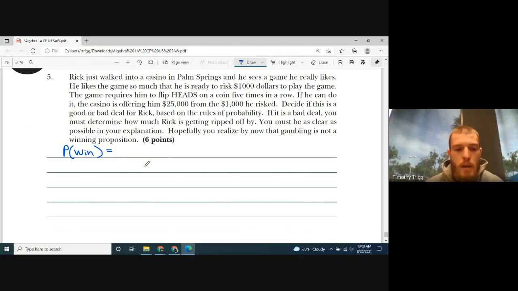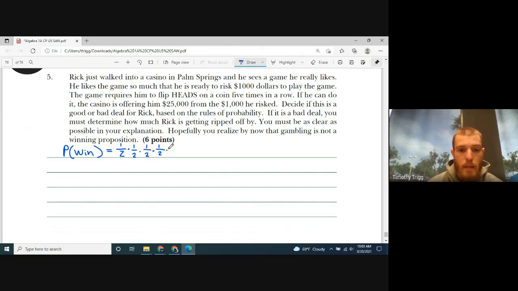So let's go and calculate that probability here. First, what's the probability on a single coin flip? Just flipping a coin once, what's the probability of getting heads? Hopefully you already know that that probability is 1/2. Okay. But he doesn't need to get heads just once. He needs to get heads 5 times in a row. So we're going to multiply by 1/2 5 of them. So essentially 1/2 to the power of 5.